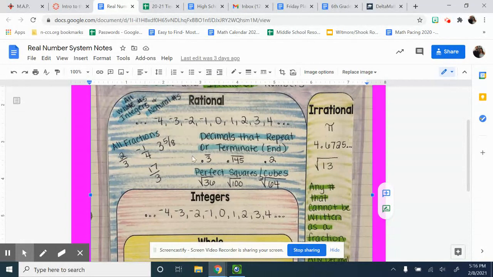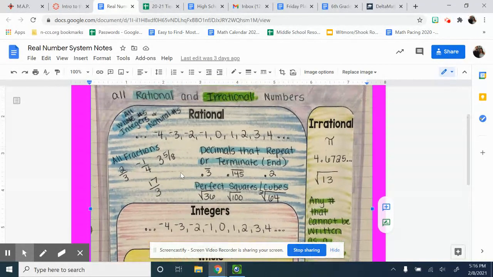It includes all your decimals that repeat. And remember, this line above the 3 or above the 145 means that part of that number repeats. It's decimals that terminate or stop or end. 0.2. 0.2 does not go on any farther. It's all your perfect squares and perfect cubes that we learned about last year.